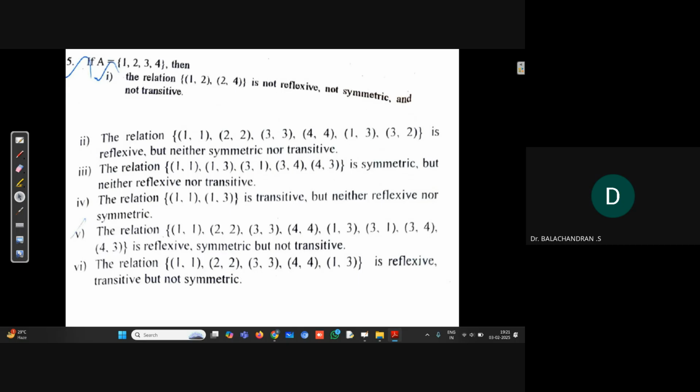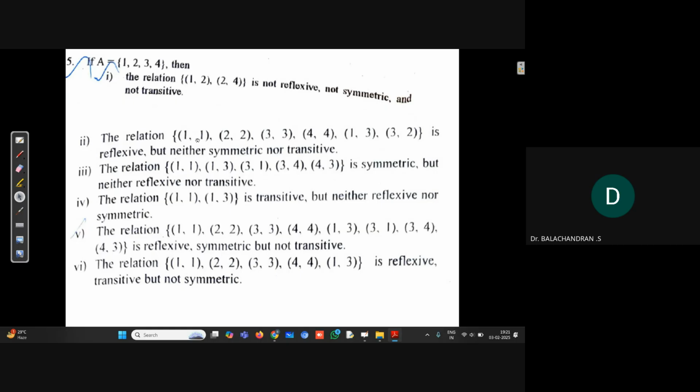So from here onwards, I'll start today's topic. Here you can see this relation is what? Not reflexive, because (1,1), (2,2), (3,3), (4,4) are not here, that's why it is not reflexive. Not symmetric. Why is it not symmetric? (1,2) is here, but (2,1) is not here. Similarly, (2,4) is here, (4,2) is not here.